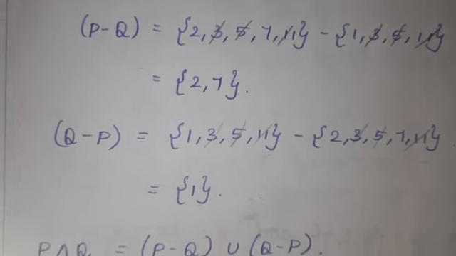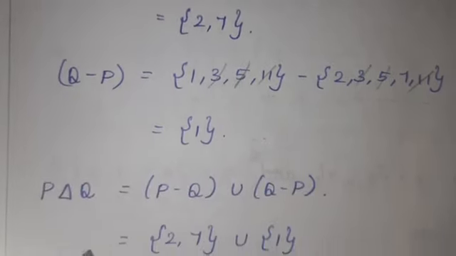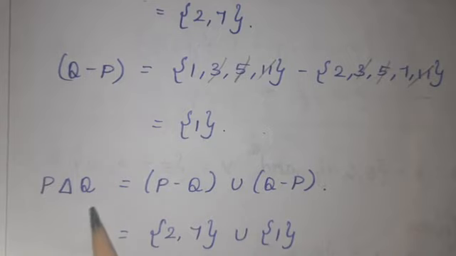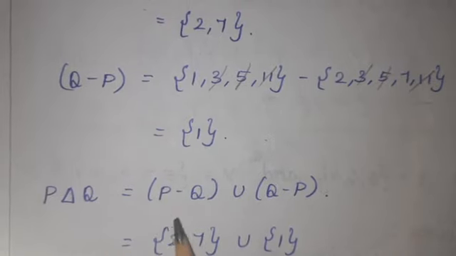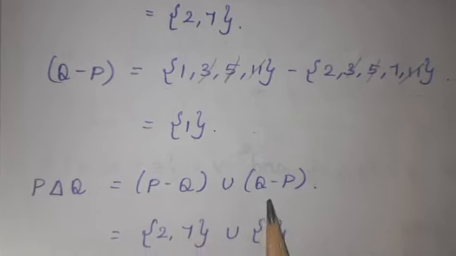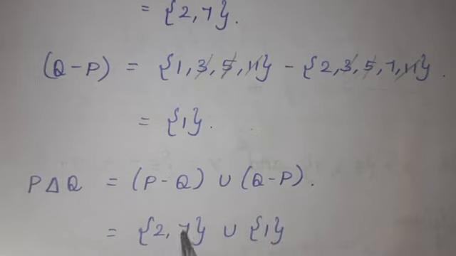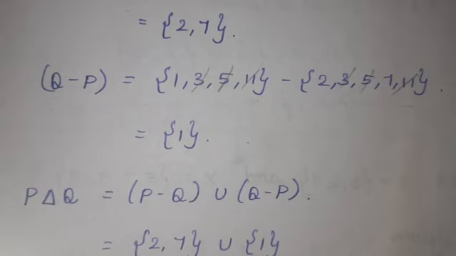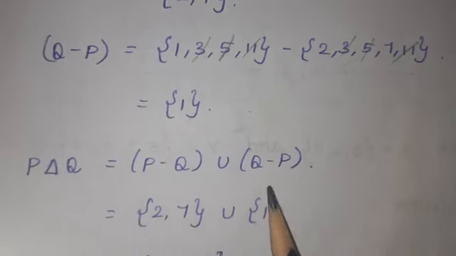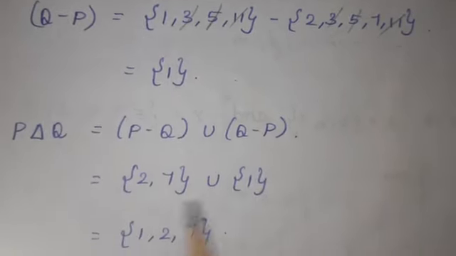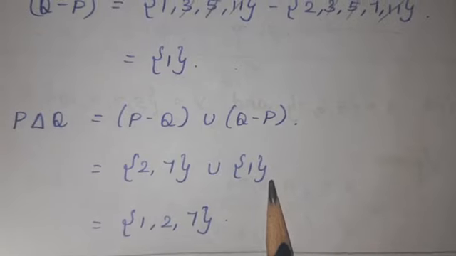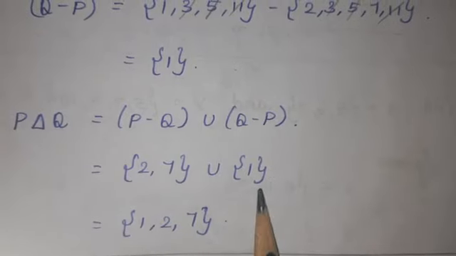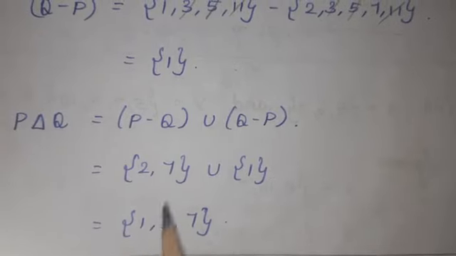Now I am substituting into the formula. What is the formula for symmetric difference? P symmetric Q is equal to P difference Q union Q difference P. P difference Q answer we found is 2 and 7, union Q difference P answer is 1. For both you should take union. Union means join together and write those elements. So 1, 2, 7. Our answer is 1, 2, 7.